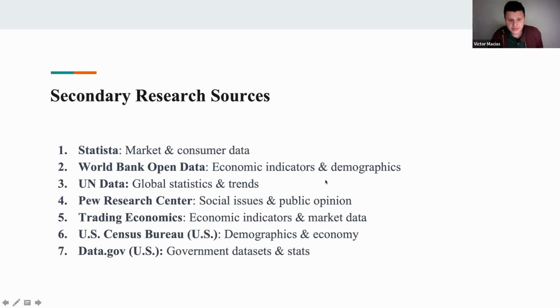Like Philip mentioned, this is going to be emailed to you, but these are just some secondary research resources. You can use Statista, Google, data.gov, the Census Bureau. I'm going to give you an example.